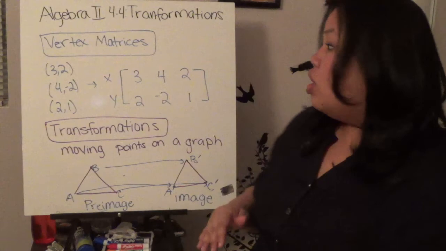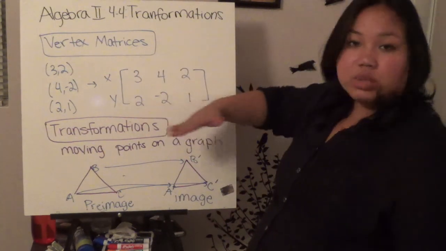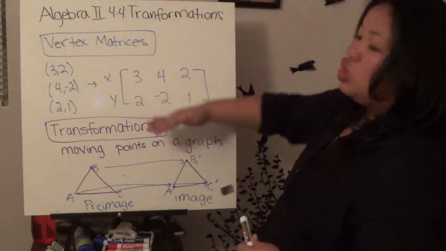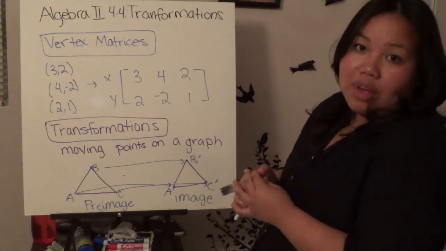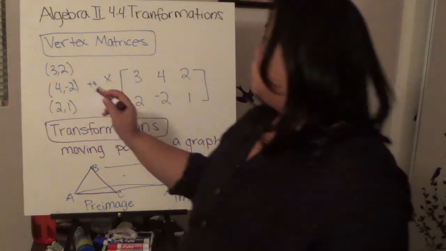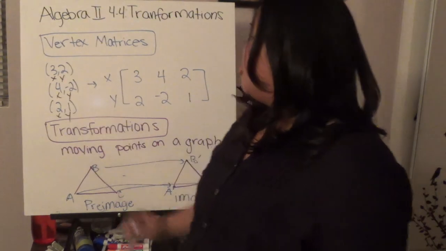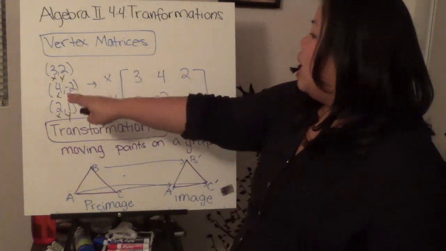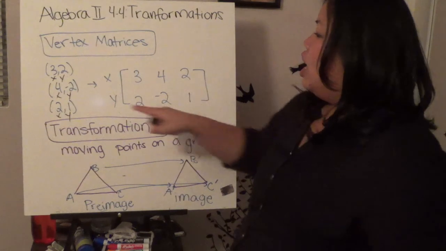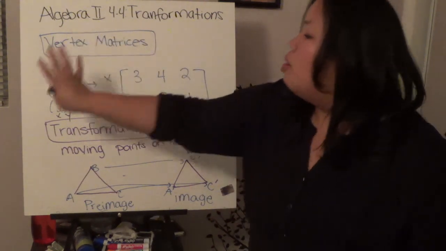And it's pretty simple. All we're going to do is take all the x's and put them on top and all the y's and put them on the bottom. So there's always going to be two rows, unless it's a 3D graph, then you'll have 3: x, y, and z. But in this case, we're just dealing with two-dimensional. So this is my x and y, x and y, x and y. That means my x's are 3, 4, and 2, and my y's are 2, negative 2, and 1. And this is how I turn points into a matrix.